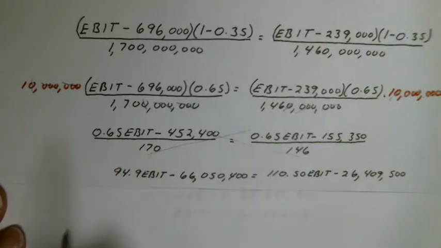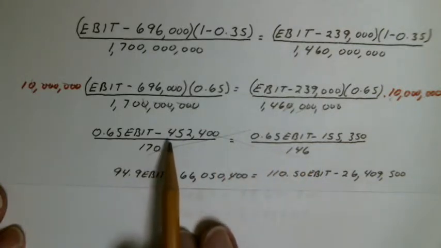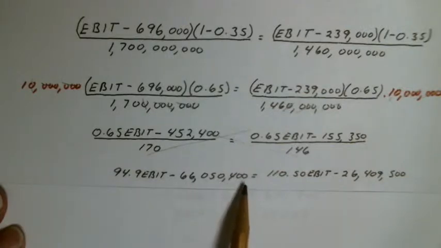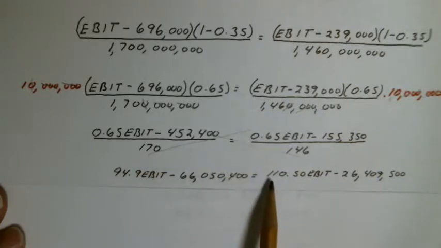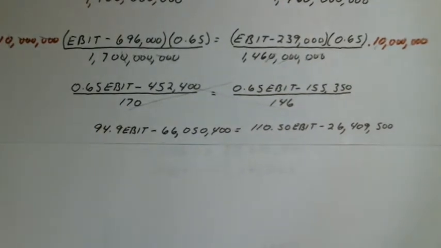You can think of the EBIT simply as the unknown. If you want, you can put X in there. 146 times negative 452,400 is going to give me 66,050,400. Going to do the exact same thing with the 170. As I cross multiply, this would be the result. Hopefully, as you're looking at this, it is looking more simple all the time to you. We have two terms on the left-hand side. We have two terms on the right-hand side.